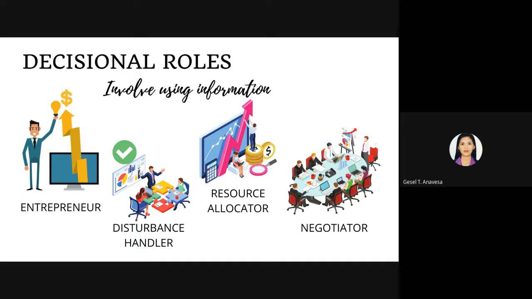And then resource allocator. So this is the third decisional role that managers engage in, the resource allocator. So as resource allocator, managers decide who in their organization or subunit gets what. This can include things like time, which is important considering the manager's connections and access to information, money, equipment, and facilities.